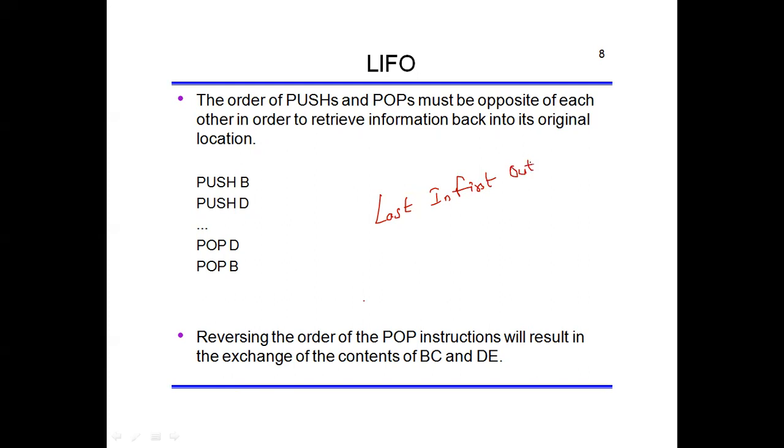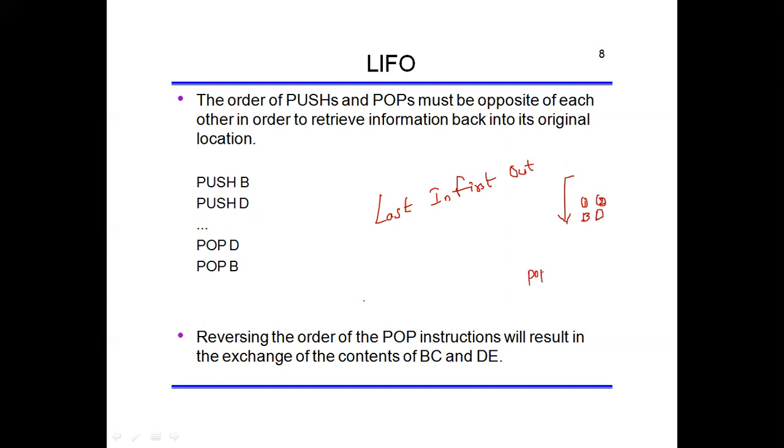Here the order of push and pop must be opposite of each other. Pushing means we are going to insert. So first we will push the higher order, first B and then D. First B is going to be pushed and then D is going to be pushed.